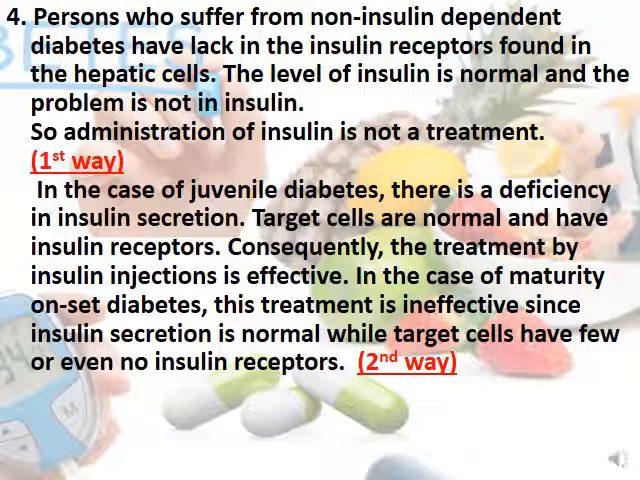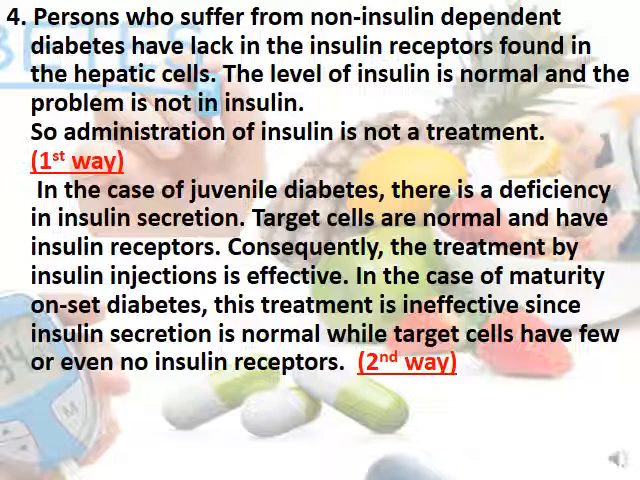A person who suffers from non-insulin dependent diabetes lacks insulin receptors in the hepatic cells. So the level of insulin is normal, and the problem is not in insulin. So administration of insulin is not a treatment. This is the first way to answer this question. Or you can say, in the case of juvenile diabetes, there is a deficiency in insulin secretion. Target cells are normal and have insulin receptors. Consequently, the treatment by insulin injection is effective.